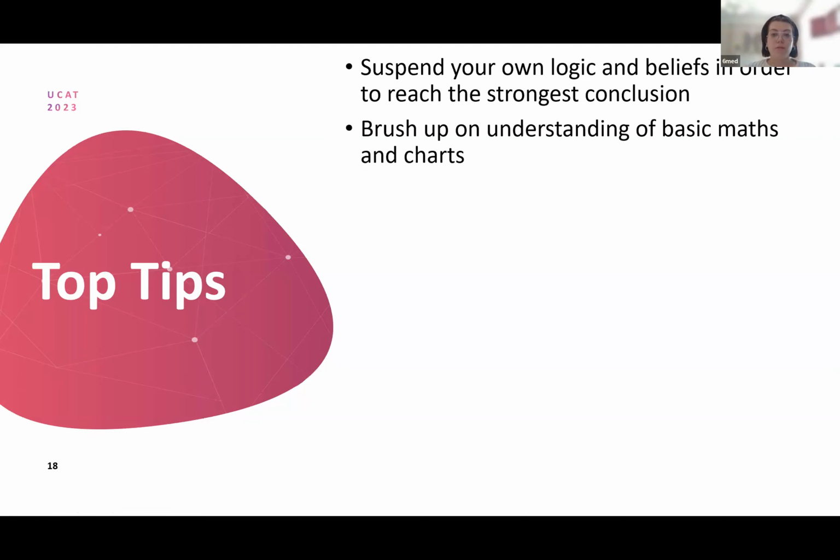For some of you, so for example me, I didn't sit A-level maths. You might just want to brush up on some basic maths and statistics if it's been a while since you've read off a bar chart or a pie chart.